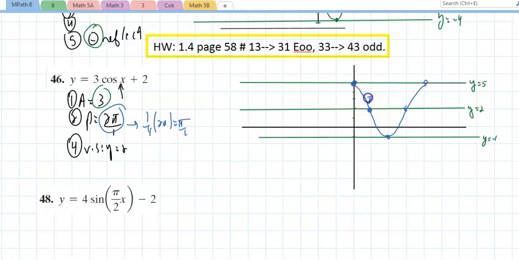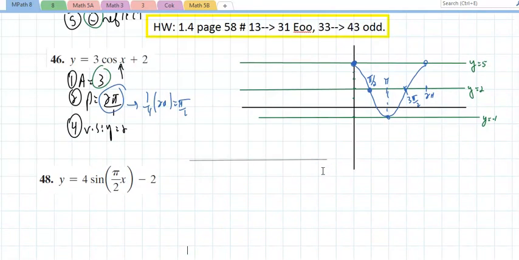That means this is 1 pi over 2. This is 2 pi over 2. 3 pi over 2. And 4 pi over 2 is 2 pi. And that takes care of that problem. I get to the next problem, the same deal.